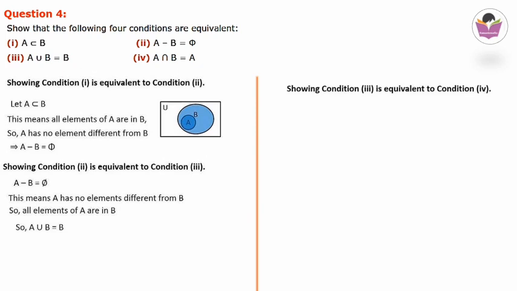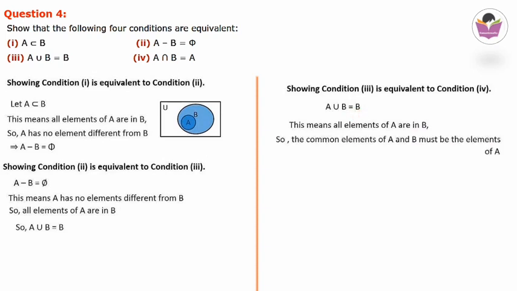Now we will be going for third and fourth. Third condition is what? A union B is equal to B. So A union B is equal to B means all elements of A are in B. All the elements of A are in B. That's why A union B, when we take together, we are getting B set. This means that the common elements of A and B must be the elements of A. Means common elements of A and B.